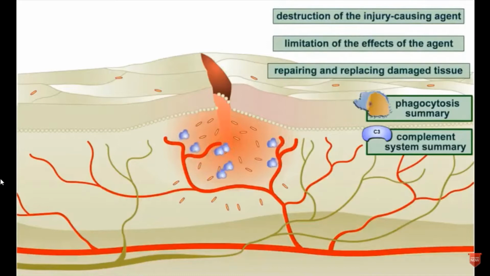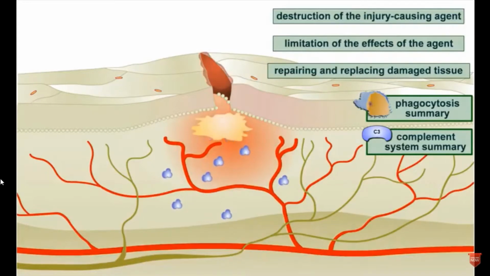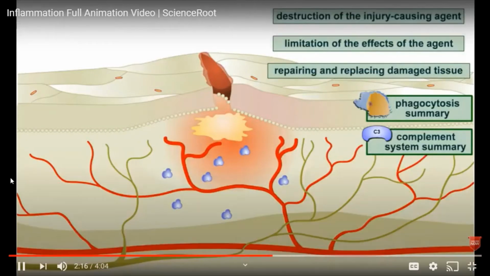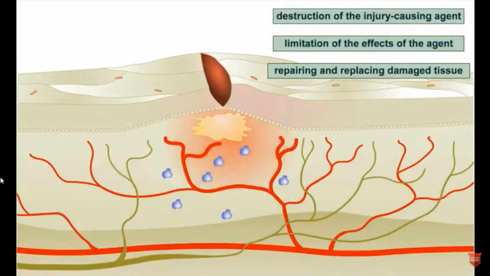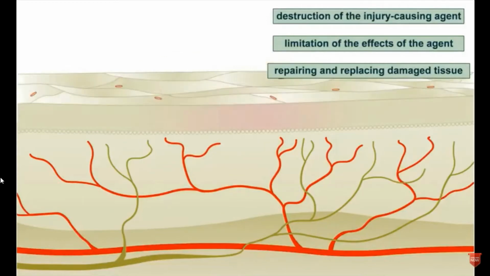The migration of phagocytes and other factors to the site of injury usually results in the destruction of microorganisms. Phagocytes directly attack the microorganisms, but other components of the body's defense systems, such as the complement system, are also involved. Even if destruction of the injury-causing agent is not possible, inflammation helps to limit the effects of the agent by confining the agent and its byproducts to the site of injury. This is accomplished through the clotting that occurs during tissue repair.